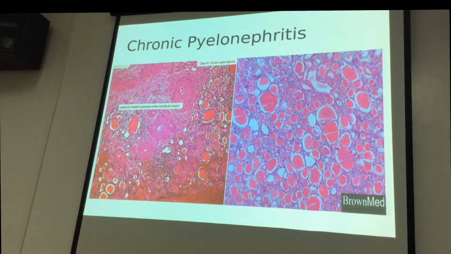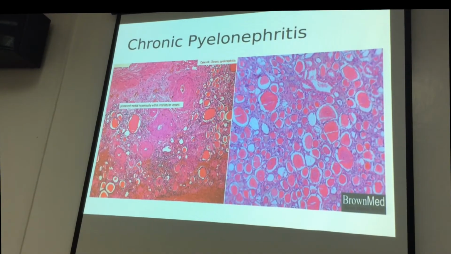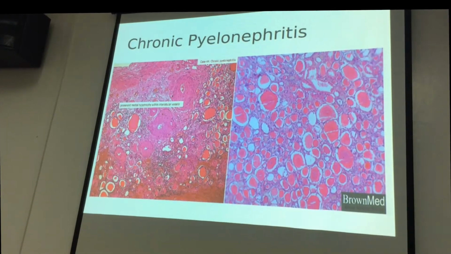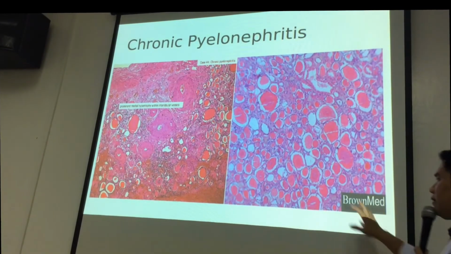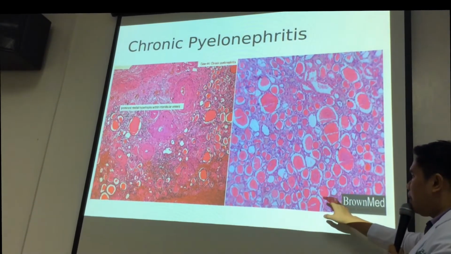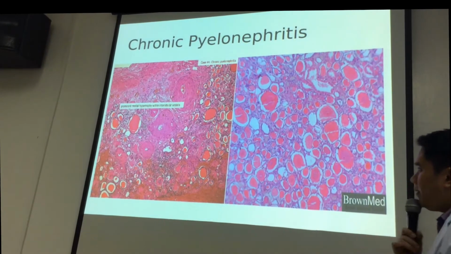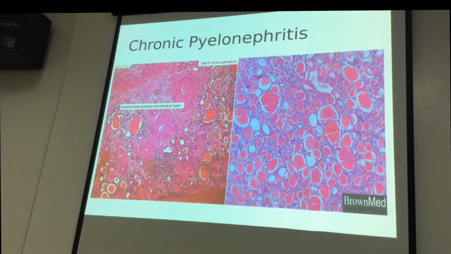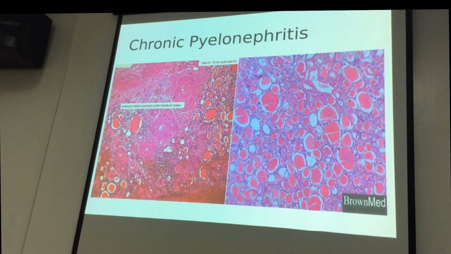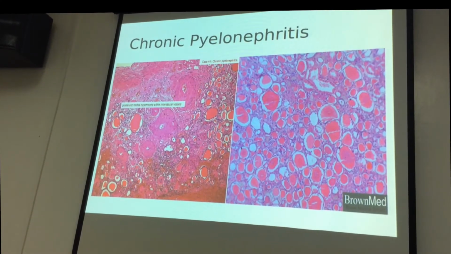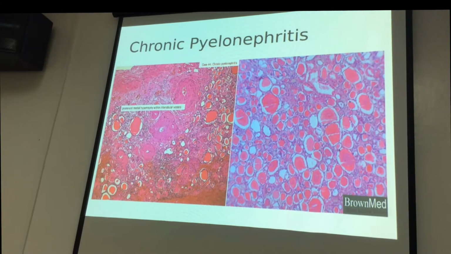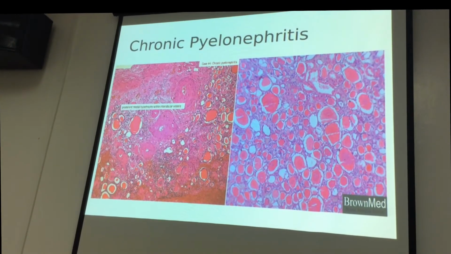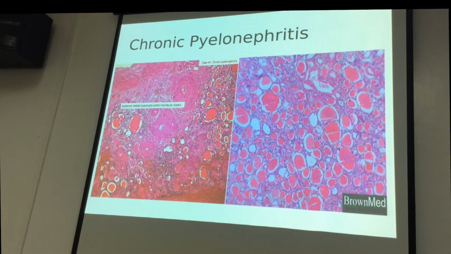So when you hear the term chronic pyelonephritis, diagnostic microscopic findings are thyroidization of your renal tubules and medial hypertrophy of your renal blood vessels. Again, most common etiology would be nephrolithiasis or kidney stone.